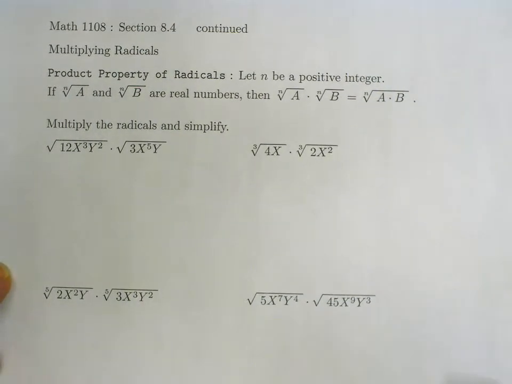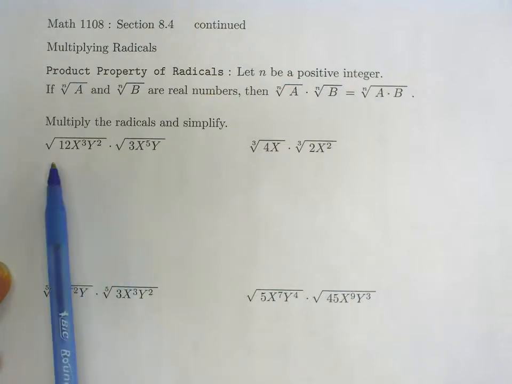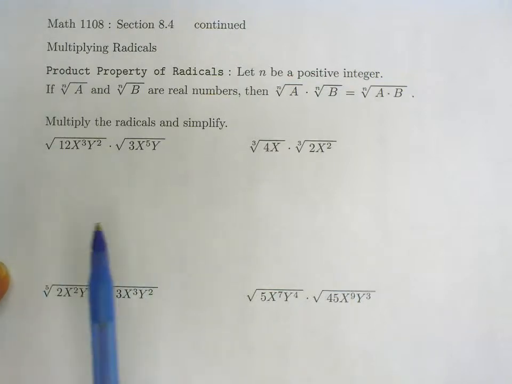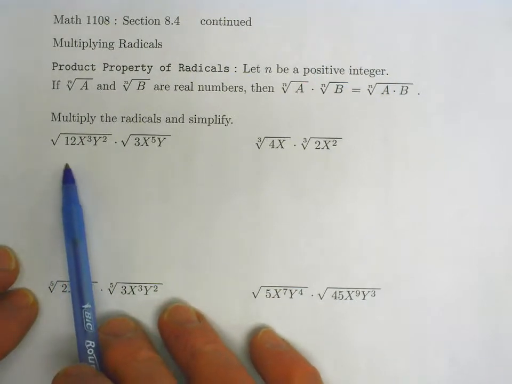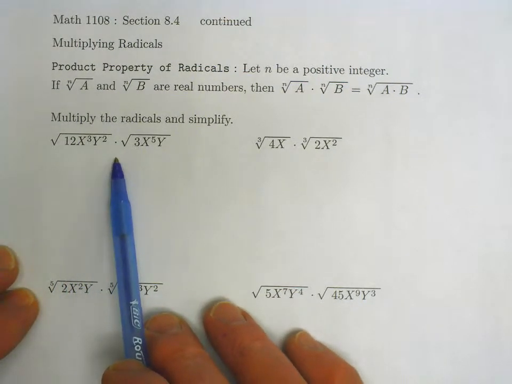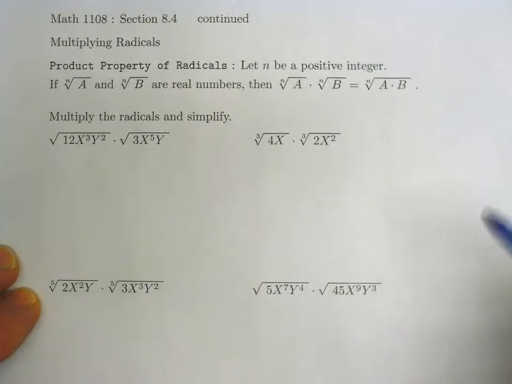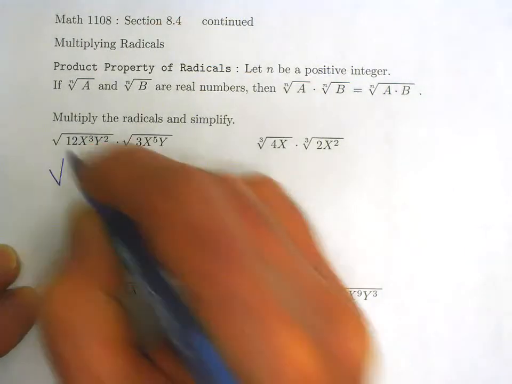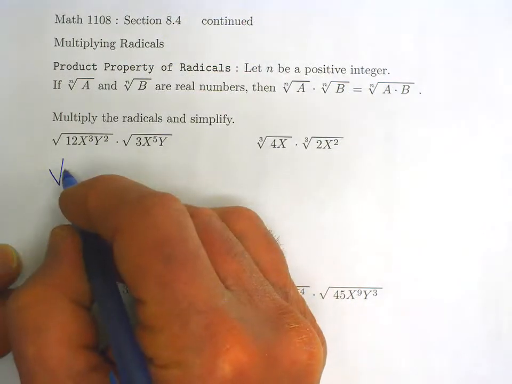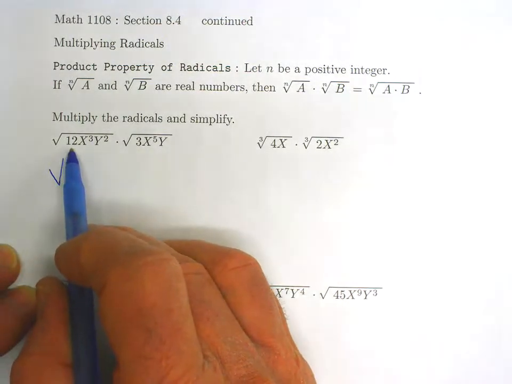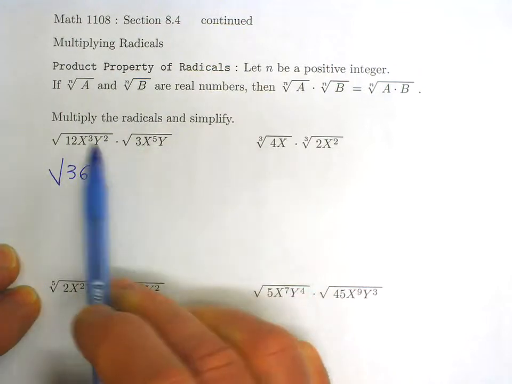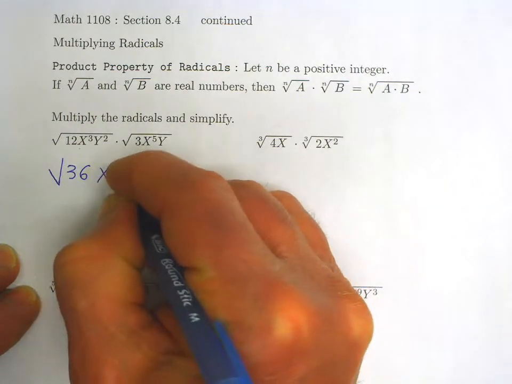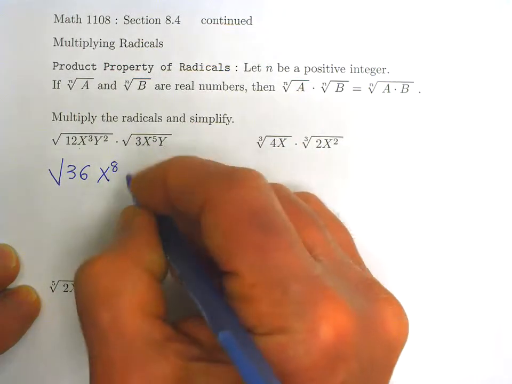Okay, so generally, if we're multiplying two radicals with the same index, my advice is to write it as a single radical and multiply the radicands. So on this one, the square root of 12x to the third y to the second times the square root of 3x to the fifth y. What I suggest is apply the product property of radicals, write it as a single square root, and we'll multiply the two radicands. 12 times 3 is 36. x to the third times x to the fifth is x to the eighth. And y to the second times y is y to the third.